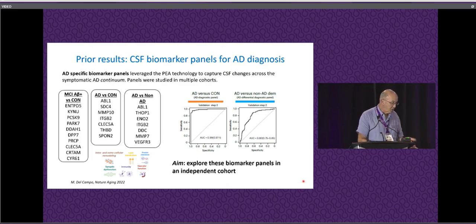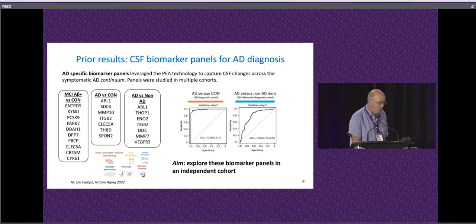There are no synaptic biomarkers in here because in part the Olink panels didn't include a number of really promising ones at that stage. Nevertheless, in the original study, if one combined these in a linear regression model, there was very high sensitivity to distinguish Alzheimer's from controls, and reasonable sensitivity for Alzheimer's versus non-Alzheimer dementia.